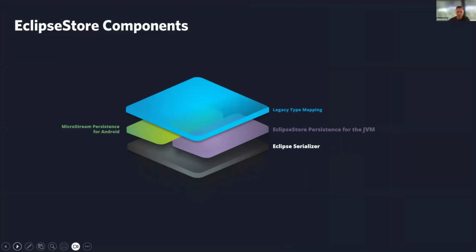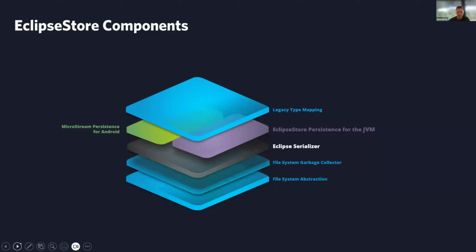It's pretty much the same framework for Android. And another reason why we developed a new serialization framework is it cares for your schema migration. It cares for what happens if your classes change. So we call this legacy type mapping. This is covered by the framework. And also an important topic for this training today: we have a file system garbage collector that cleans up your storage and reorganizes your storage behind the scenes.